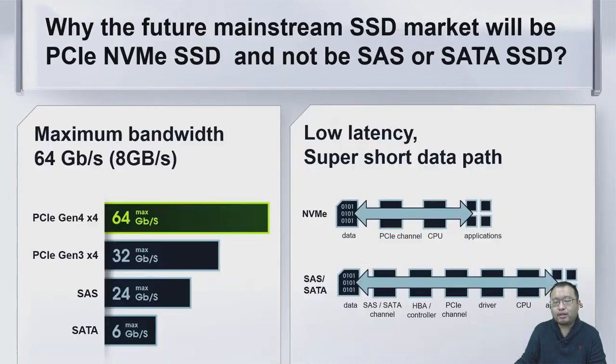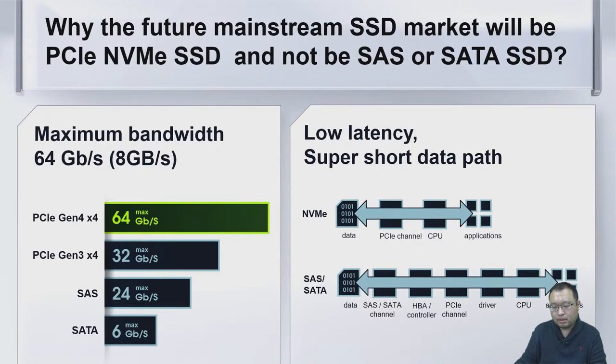And why is the future SSD the NVMe? There are several benefits regarding NVMe SSDs. First is the maximum bandwidth, which in NVMe SSDs is much faster, much bigger. If you look at the picture shown here, the slowest SSD interface is SATA, limited by 6 gigabits per second, so usually they run at 400 or 500 megabytes per second.